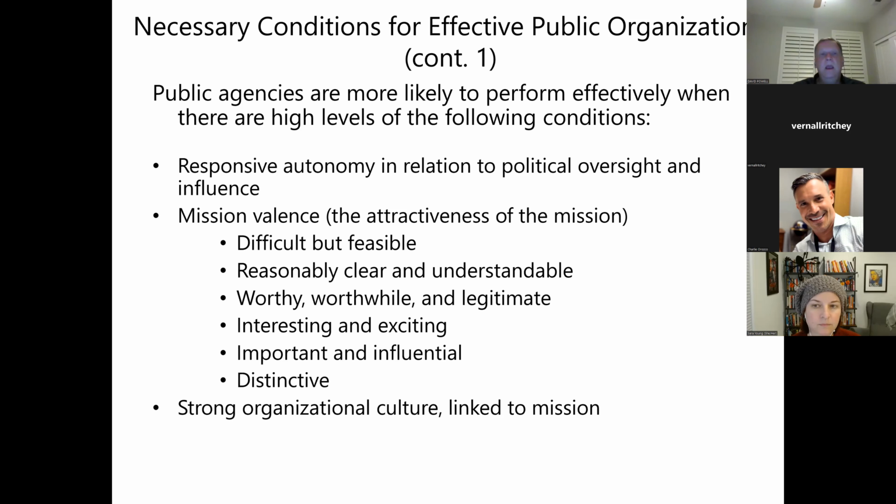Mission balance, the attractiveness of your mission. You need to have missions, as we've talked about before, that are difficult, because that will push people to work harder and create this tension that will make people work harder and try to be more productive. But they also have to be feasible, so it doesn't cause a great deal of consternation and a great deal of concern when you're not immediately achieving your goals and your mission.